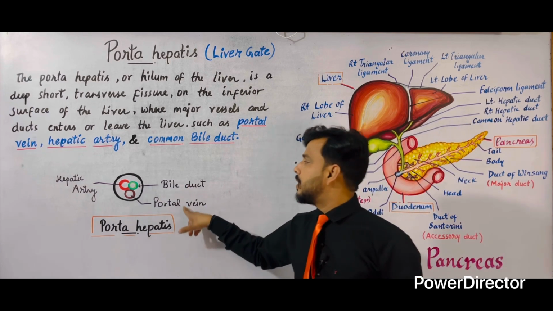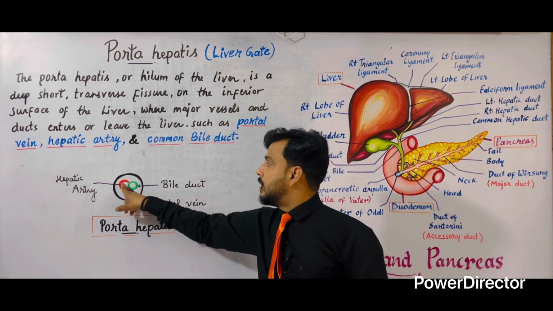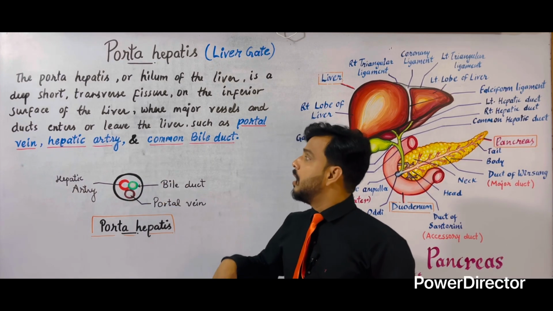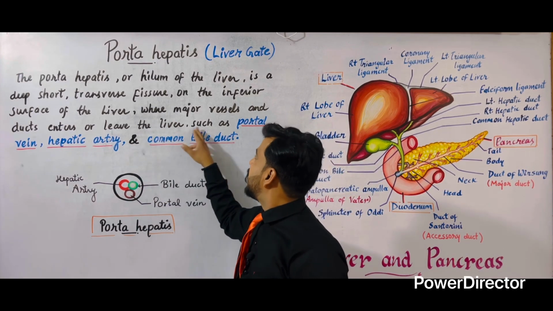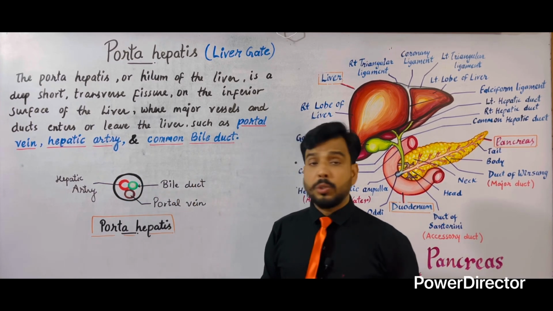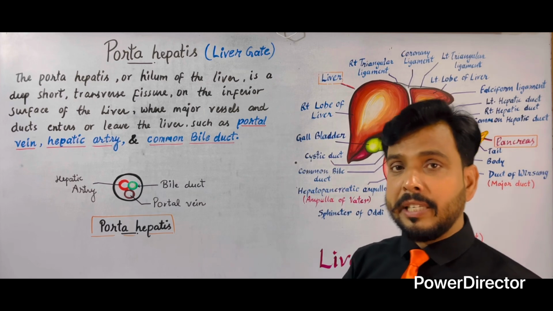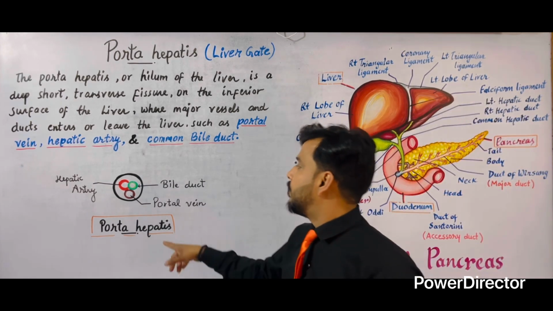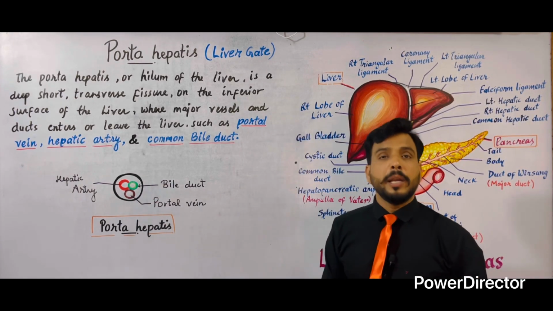So these are the major important ducts which enter and leave the liver. These deep structures entering the liver are the portal vein, this is the portal vein, the hepatic artery and the common bile duct. So these are some important structures which enter and leave the liver with the help of this structure which is known as the porta hepatis.